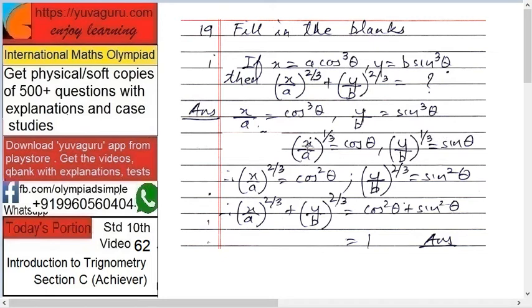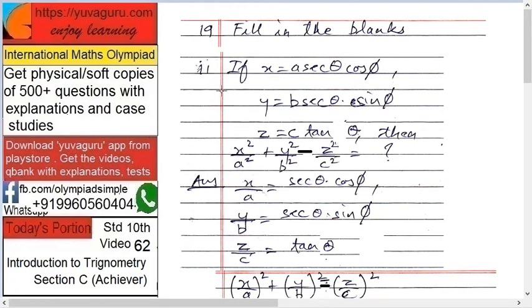Okay, now square them. X upon a raised to 2 by 3 equals cos square theta. Y upon b raised to 2 by 3 equals sin square theta. Now add them as given in the question. So what we get, cos square theta plus sin square theta, that equals 1. So that's the answer. Next, fill in the blanks.